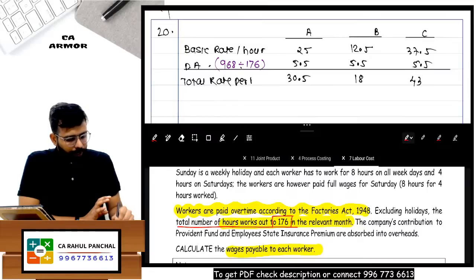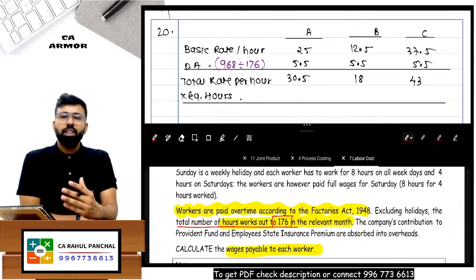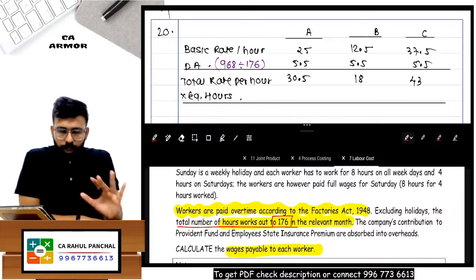Now what you will have to calculate? You will have to calculate into equivalent hours. You're gonna calculate equivalent hours. You can just write it down and then you're gonna get the value. What is the equivalent hours? Let us try to understand what is the equivalent hours. Okay, try to understand this.